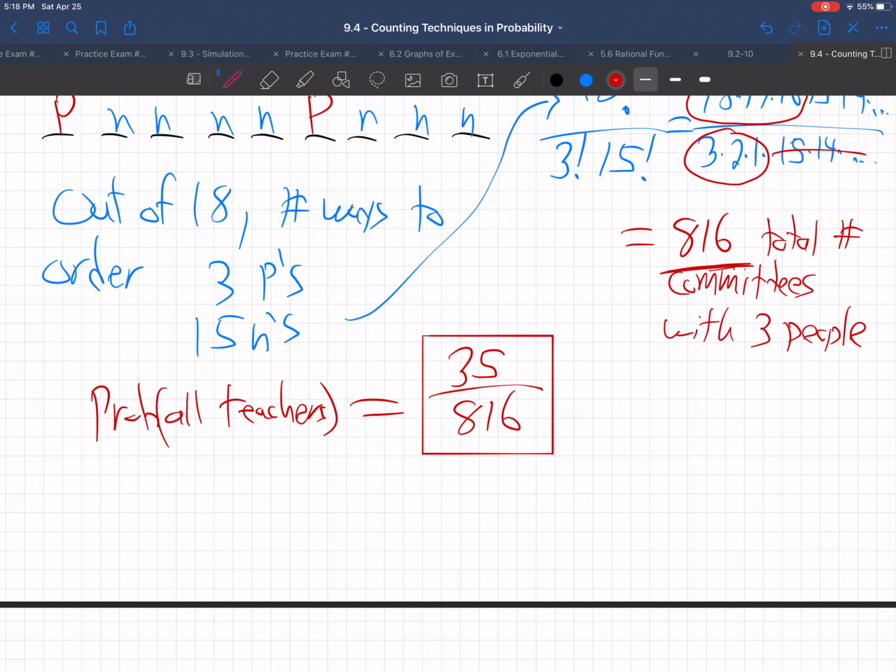How'd we come up with that? Well, there's 35 different committees that, among all 816 total committees, just have teachers. So the chance that you're going to get a committee with just teachers is 35 out of 816.